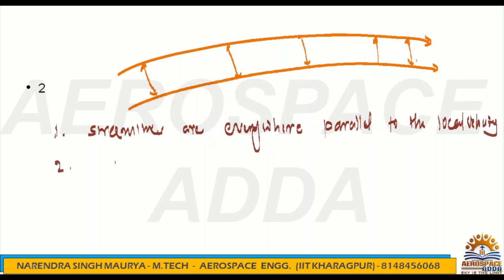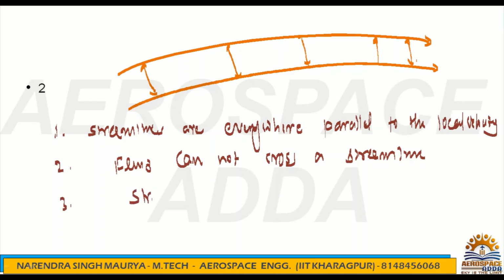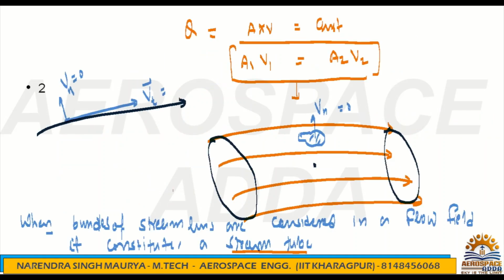Number two, this is a very important property: fluid cannot cross streamlines. Third point, a stream tube. Now you understand what a stream tube is. If we make a bundle of streamlines, it is considered a stream tube.